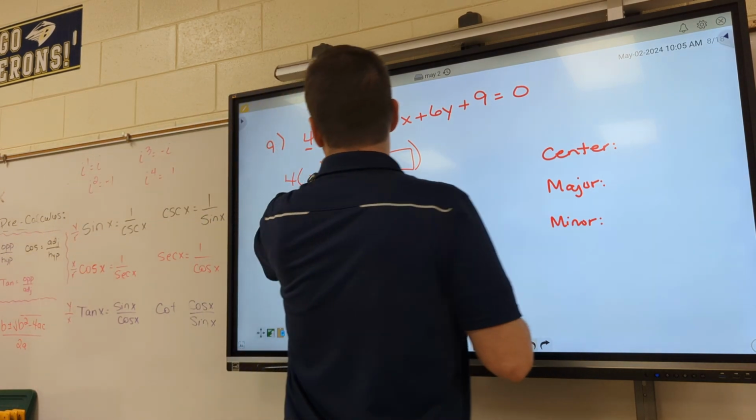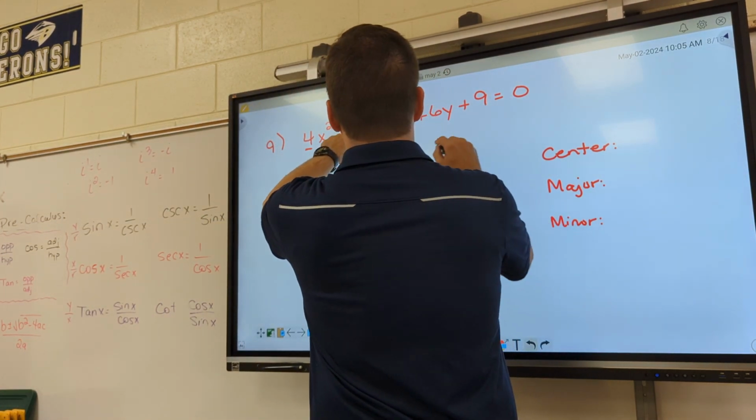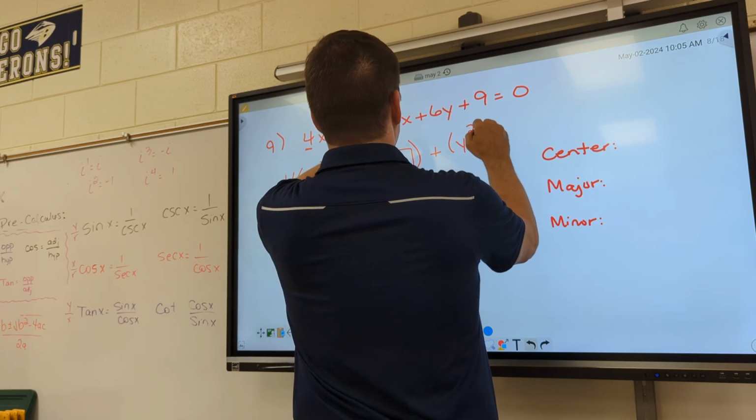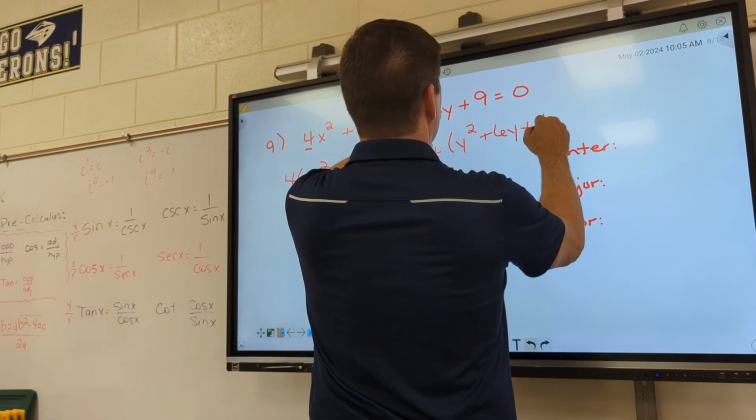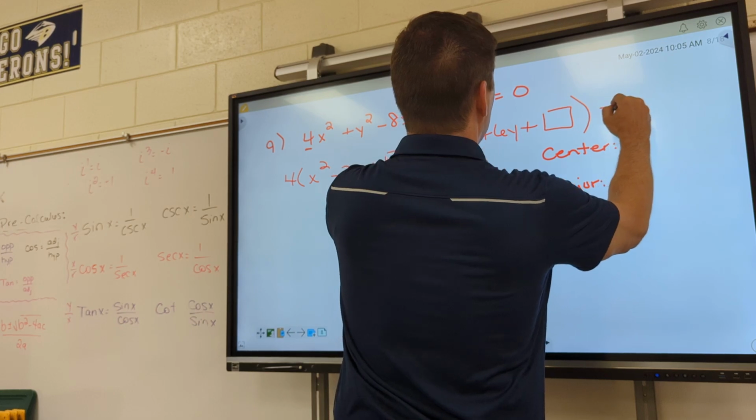All right, on the y's, Ethan, you don't have to divide the y's by anything, so you just do y squared plus 6y plus 9, move it over as minus 9.